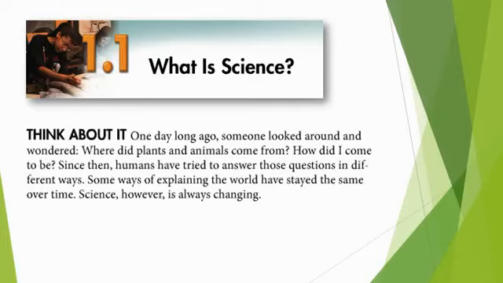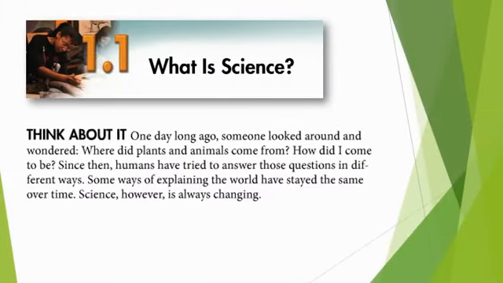Hi, today we're going to talk about the first section of Chapter 1, which is what is science? So think about it. One day long ago, someone looked around and wondered, where did plants and animals come from? How did I come to be? Since then, humans have tried to answer those questions in different ways. Some ways of explaining the world have stayed the same over time. However, science is always changing.